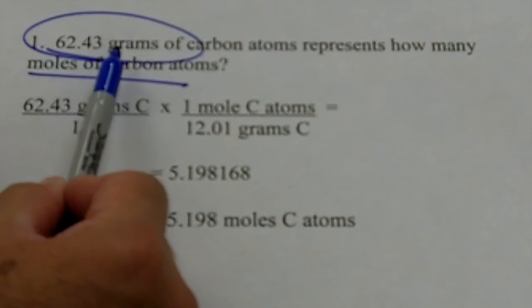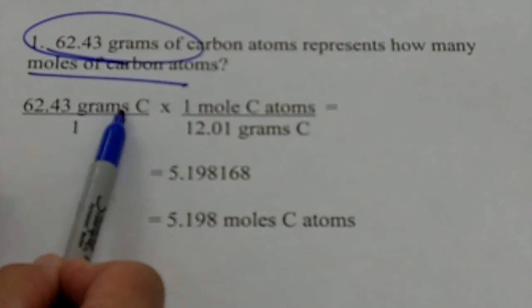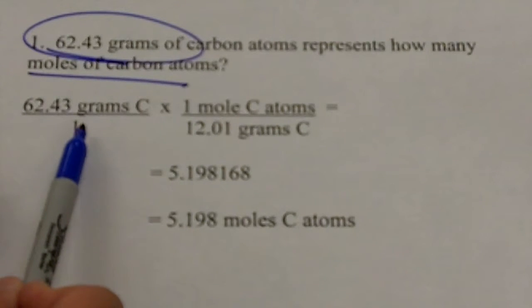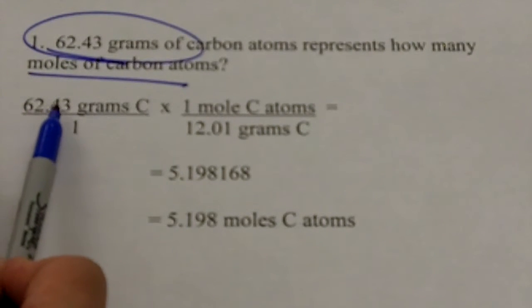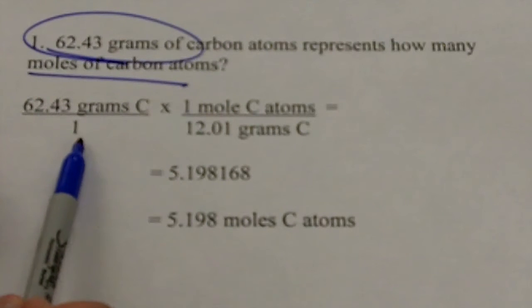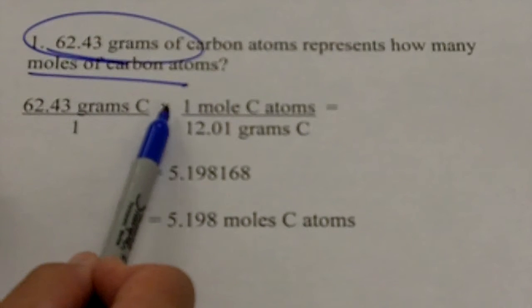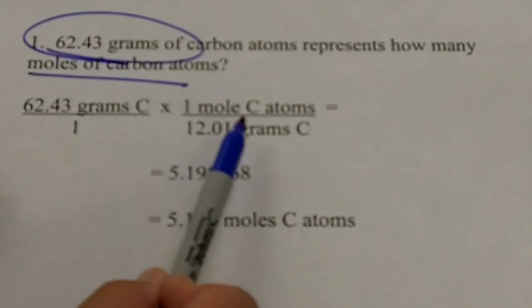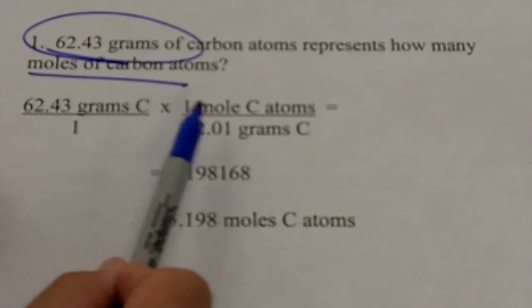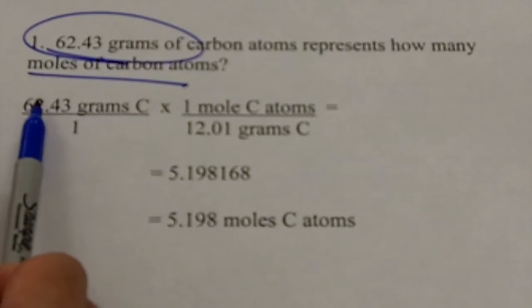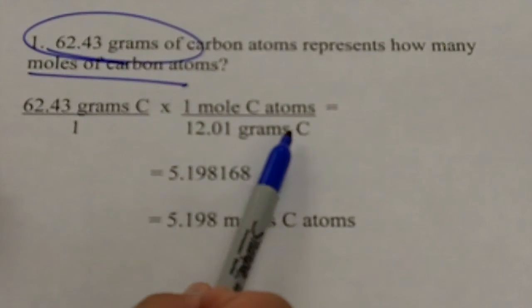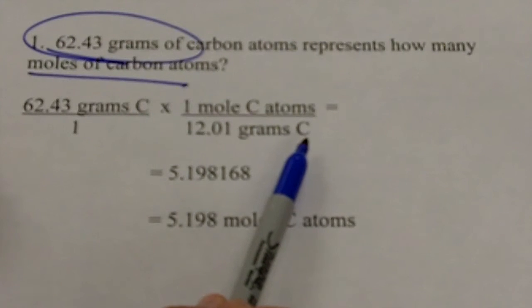So we have 62.43 grams of carbon. We'll put that over 1. Why 1? First of all, it's mathematically legal to do that, and secondly, because it holds that place. So 62.43 grams of carbon is what we'll start with over 1 times, put a line right across there, whatever unit we've got on the upper left is going to go in the lower right. Just the unit, not the number. So we don't copy the 62.43 down here, just the unit, not the number. So grams of carbon goes down here.